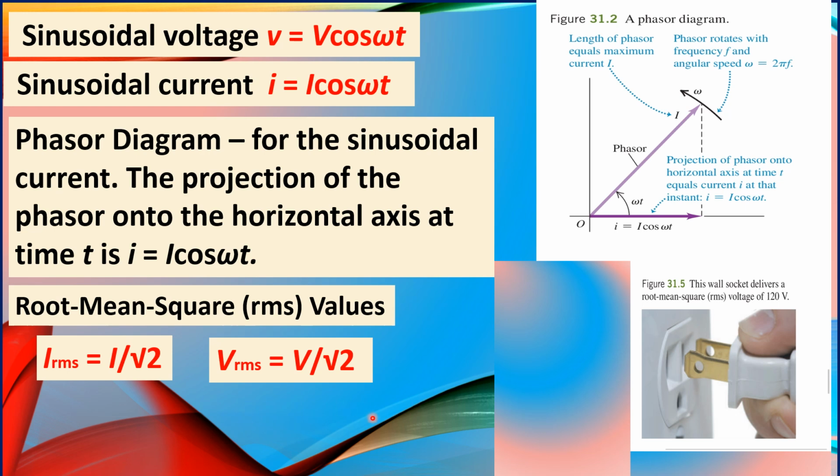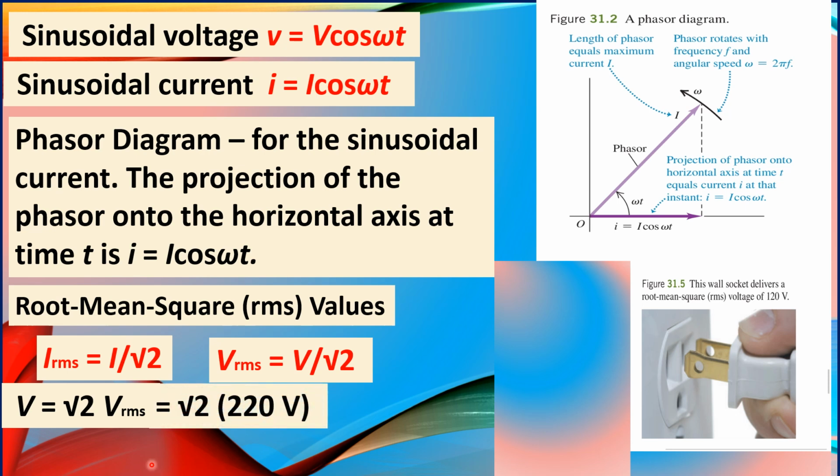Based on this formula, if you want to determine the maximum value of the voltage, capital V, we just isolate, and that will be equal to the square root of 2 multiplied by the root mean square value of the voltage, such as 220 volts in the Philippines. So let's try substituting square root of 2 multiplied by 220 volts. It will give us positive or negative 311 volts.